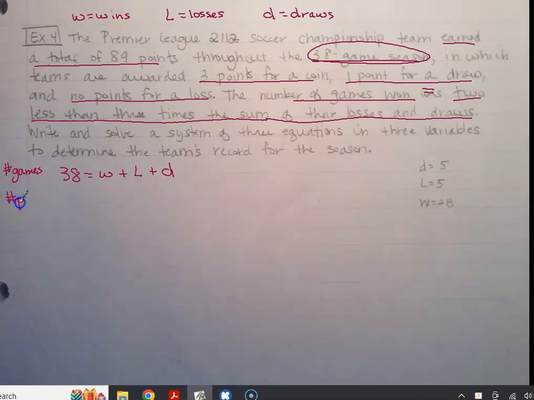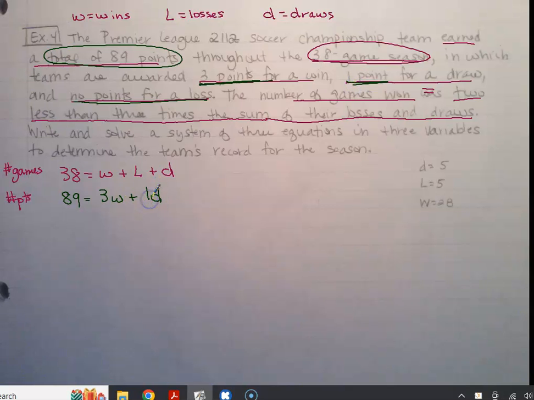How about if we think about the number of points that they earned? They earned a total of 89 points. Okay, so 89 equals the sum of their wins and draws. Why do you say wins and draws? Because those are the only ones where they would have gotten points. Right, because they get no points for losses, but they get 3 points for a win, so that needs to be 3W. And 1 point for a draw would be 1D or just D, either way. Nice. Okay. There's 2 of the 3 already.